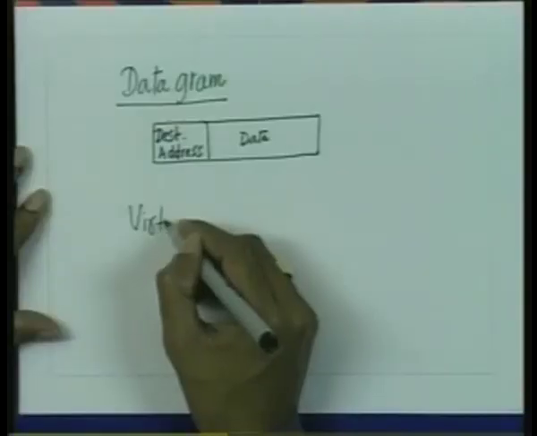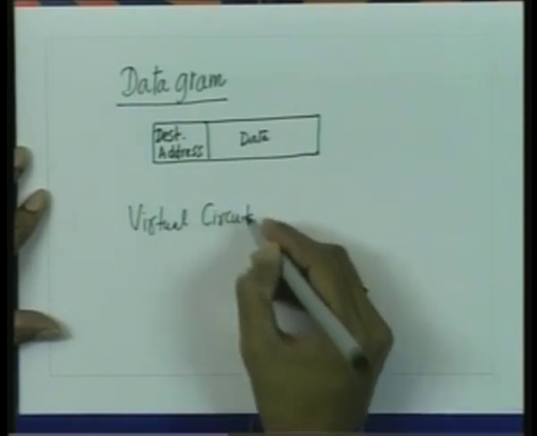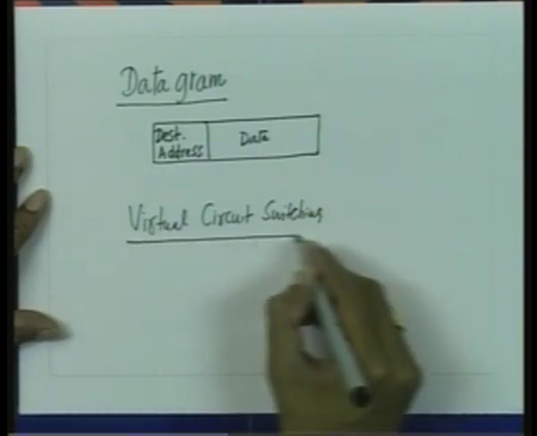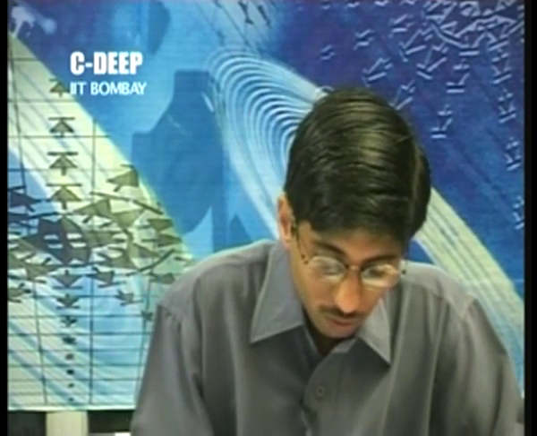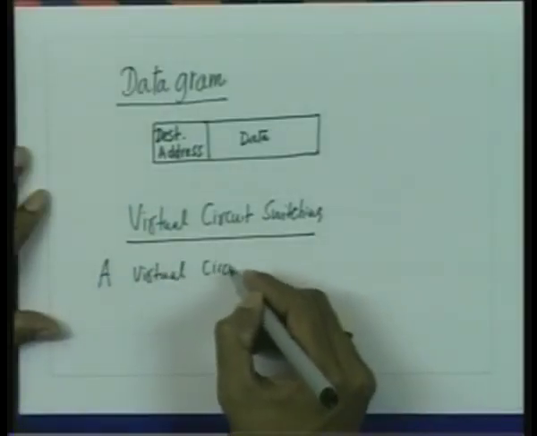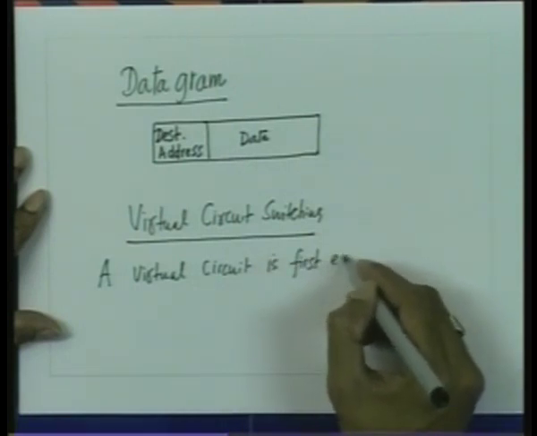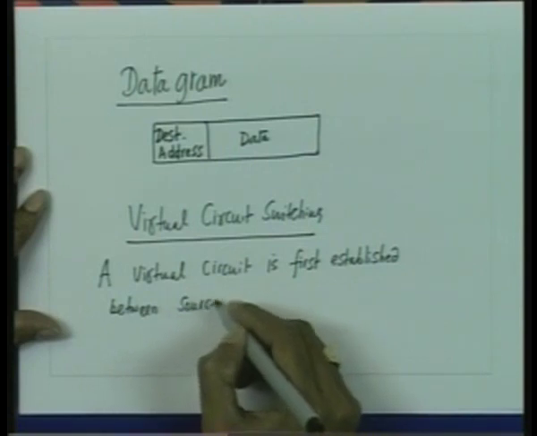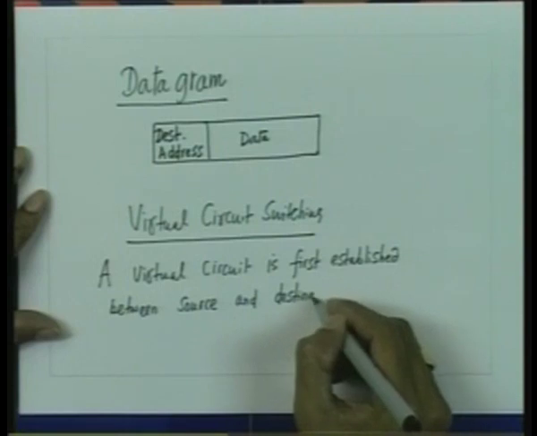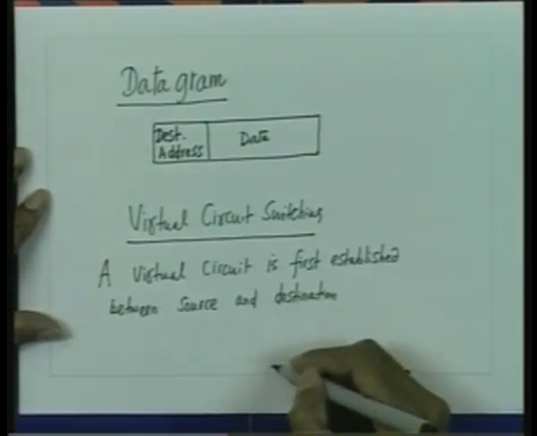On the other hand, in virtual circuit switching, a virtual circuit is first established between the source and the destination before the data transfer can begin. This is very similar to circuit switching, where a physical circuit needs to be established between the source and the destination before you can transfer the data.